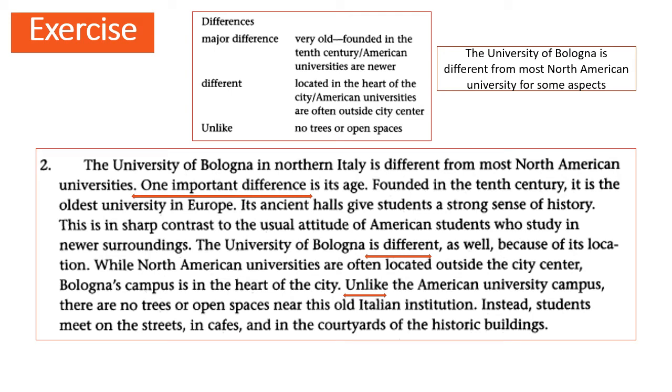Alright, so this is the answer for the second paragraph. As you can see here, I already show you the differences, the signal words, and also the details or references as well. And the main idea of this paragraph is the University of Bologna is different from most North American universities in some aspects. So what is your answer? Great. Your answer is again very possible if you have a different sentence or different chosen words in creating the main idea, as long as the idea that you have is similar to this answer.